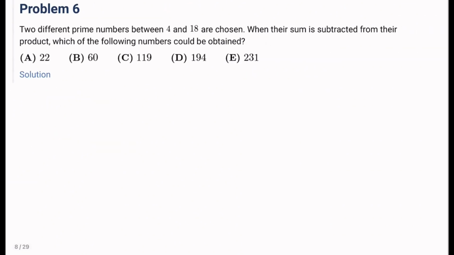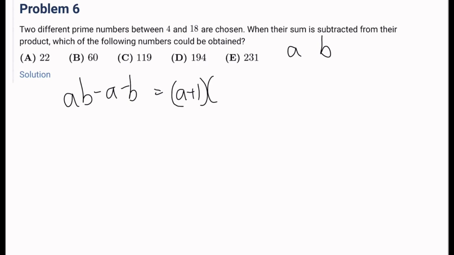Number 6: two different prime numbers between 4 and 18 are chosen. When their sum is subtracted from their product, which of the following numbers could be obtained? 22, 60, 119, 194, or 231? Okay, so let's say the prime numbers are a and b, and we want the sum subtracted from their product. So it's ab minus a minus b. This is a minus 1 times b minus 1, minus 1, right?